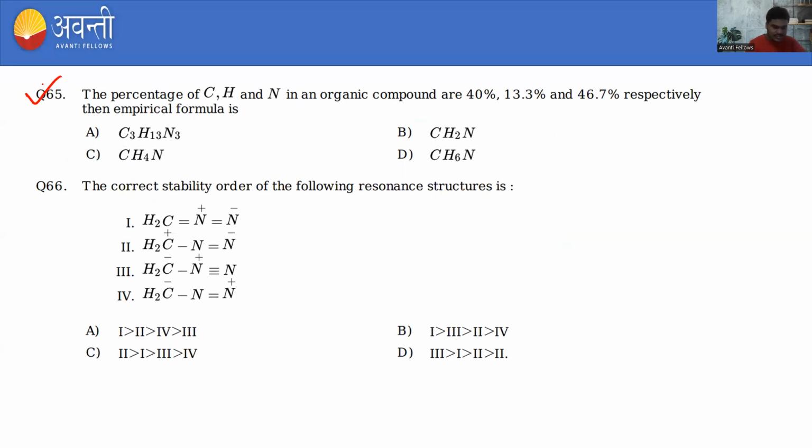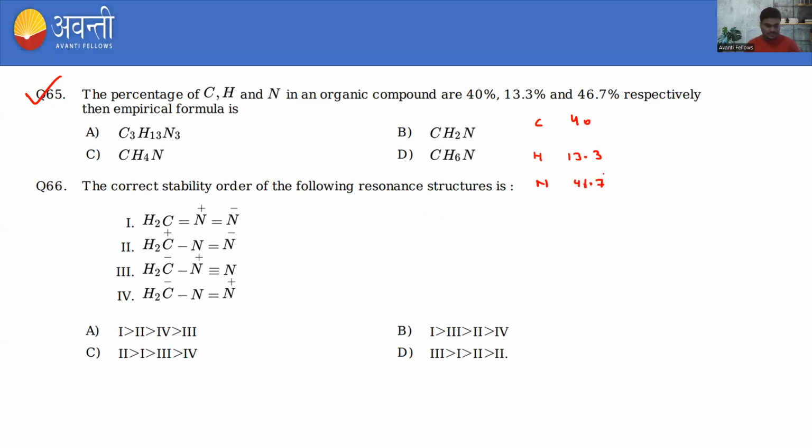That is question 65. This question is based on the empirical formula and the molecular formula. Very simple question. The percentages of C, H, N are given as 40, 13.3, and 46.7. The empirical formula is what you need. So first of all, we write the name of the elements: carbon, hydrogen, and nitrogen. So three elements we have. Now we have the percentage of each element. Carbon having 40%, hydrogen having 13.3%, and nitrogen having 46.7%.